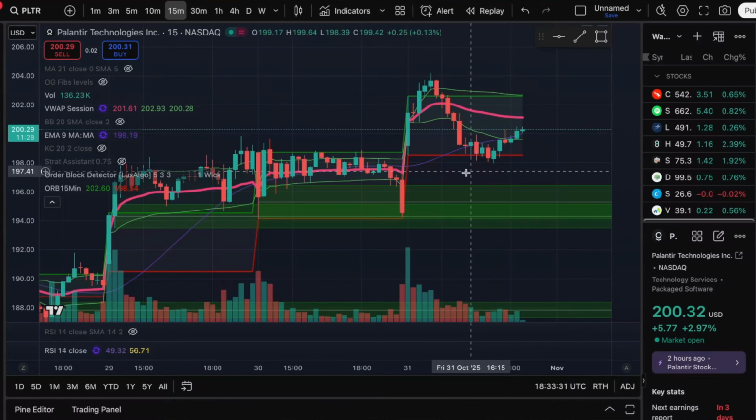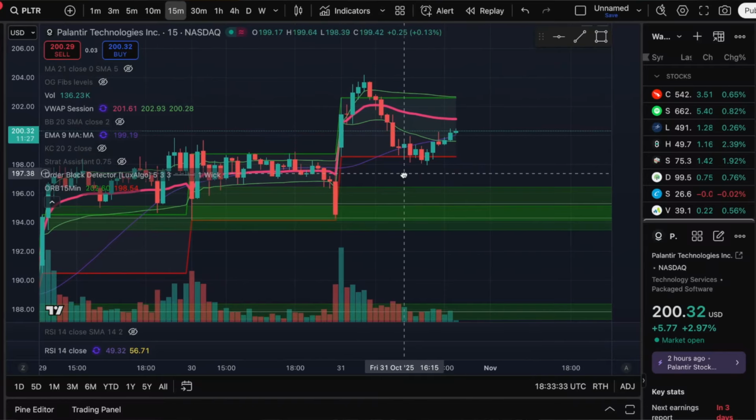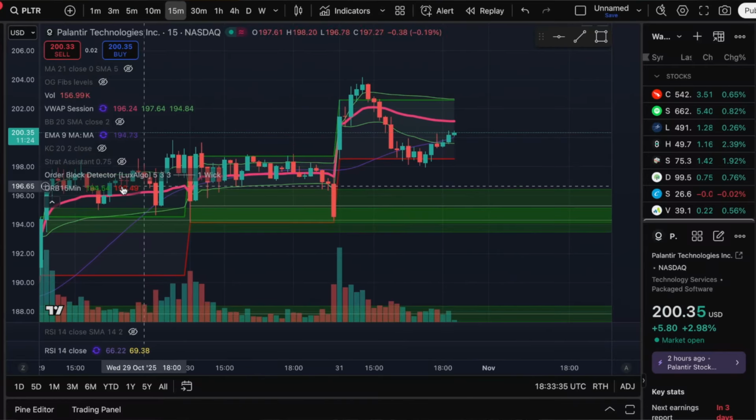All right, so right now I got Palantir pulled up, and again, it's called the Order Block Detector by Lux Algo. I'll go in and show you how to add it and how to make the adjustments and what it all means and how we can use it to make profits.